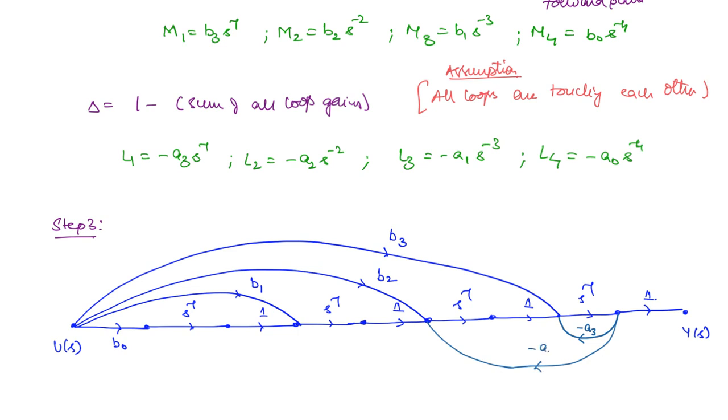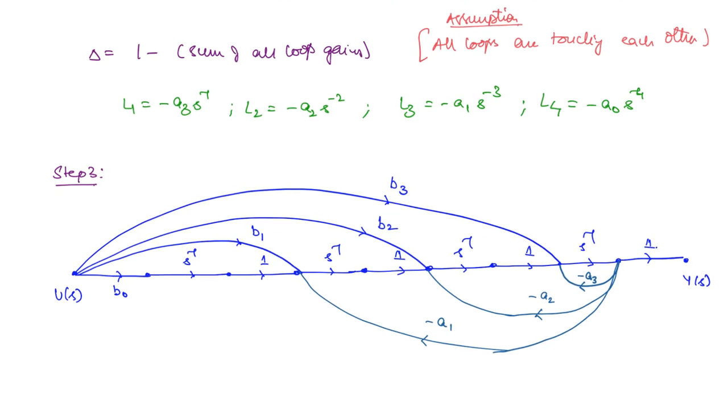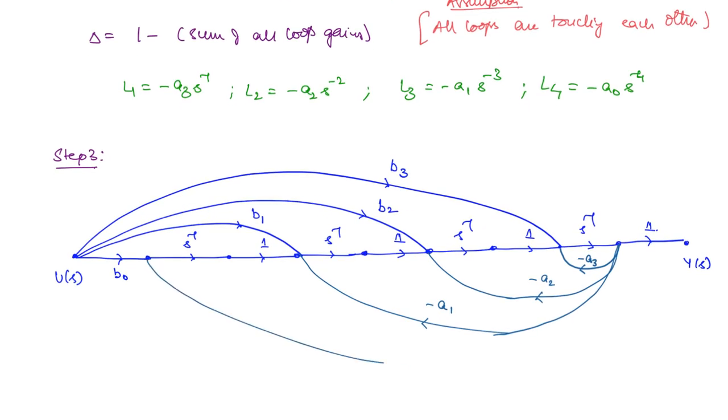the second loop. You can see that these are both touching each other. They are not non-touching. Similarly L3 you can draw like this. So this is going to be minus a1, and finally the last loop you are going to have the gain is minus a0. This is how you get the state diagram. What is the next step?